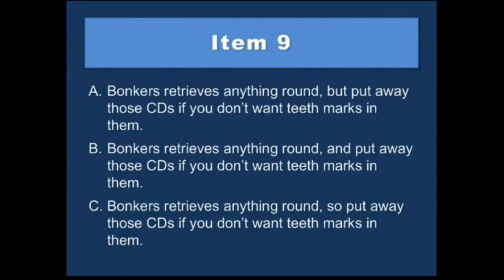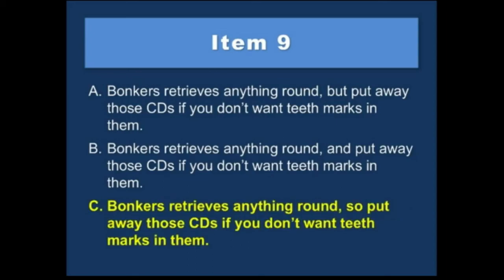Item 9. Which is the best sentence? Letter A. Bonkers retrieves anything round, but put away those CDs if you don't want teeth marks in them. Letter B. Bonkers retrieves anything round and put away those CDs if you don't want teeth marks in them. Letter C. Bonkers retrieves anything round, so put away those CDs if you don't want teeth marks in them. Letter C is the best choice here. We have a subordinating clause, so we're going to want to use the word so.